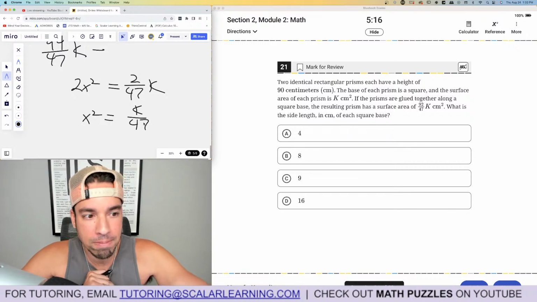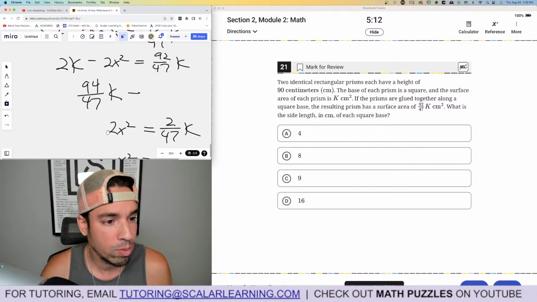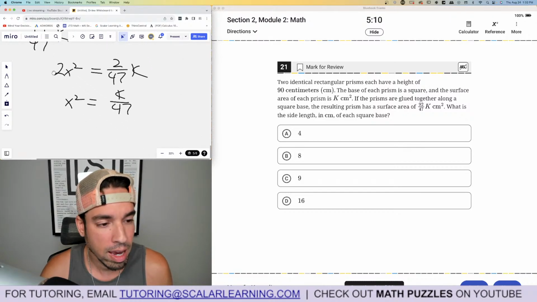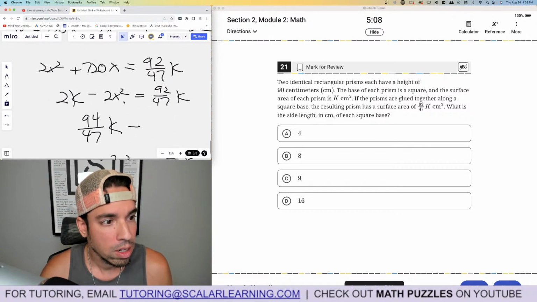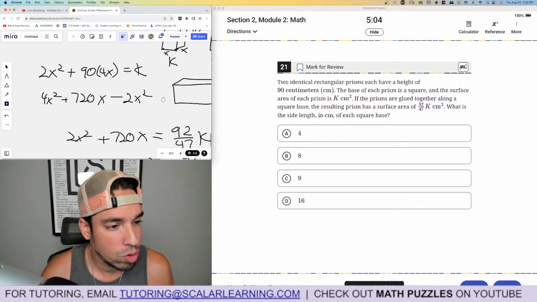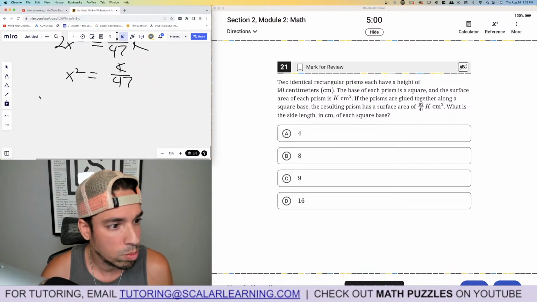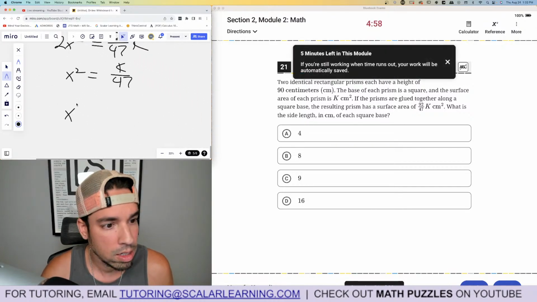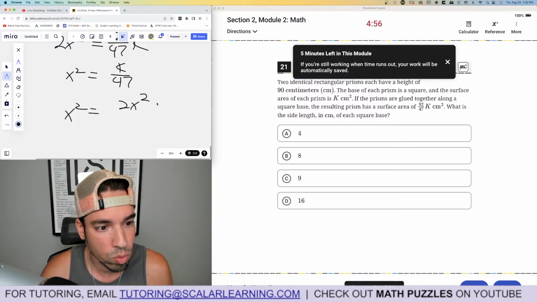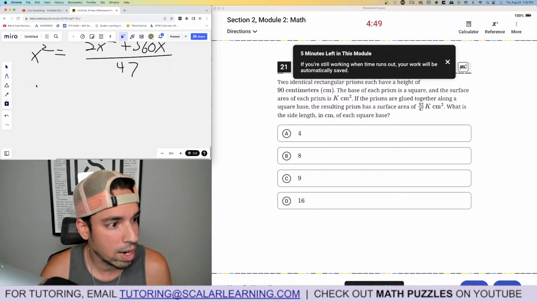Oh, I haven't used the height. And then we know that k, oh, maybe we can substitute for x. Hold on, I said that k was equal to 2x squared plus 360x. So k is equal to 2x squared plus 360x, over 47. Now we've got an equation. Here we go. Multiply both sides by 47. I think this is going to work.